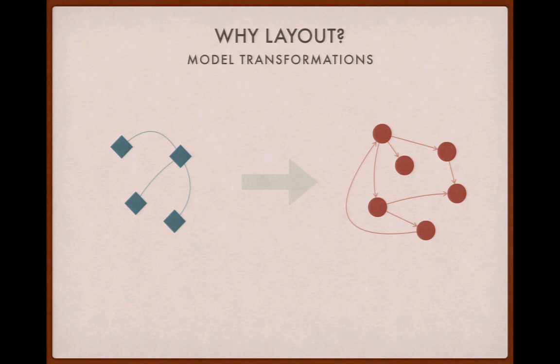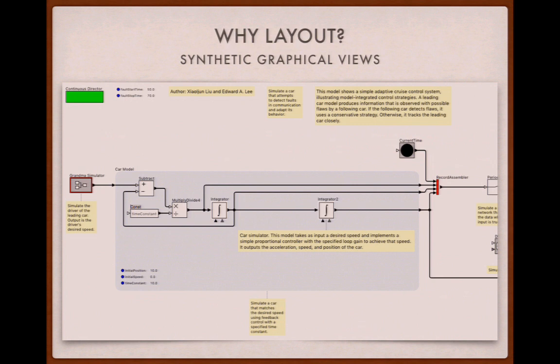So by transforming models, you need some kind of automatic layout in order to really see what the result is. You don't want to do that by hand. And then a third motivation is another approach that was also born out of that same academic group. There it was called syntactical graphical views. The concept here is to create diagram views on models entirely automatically, without any interaction mechanism that allows you to manually move around things.